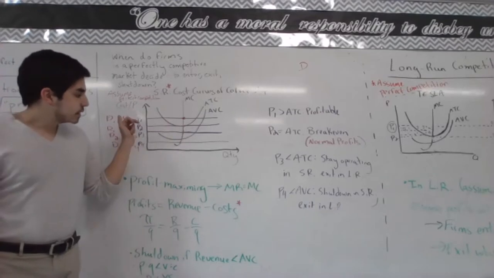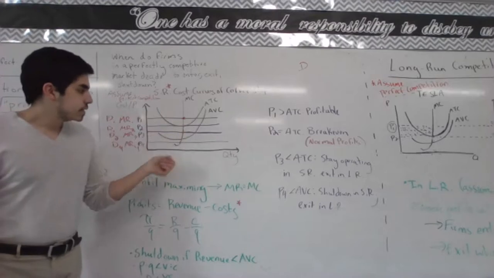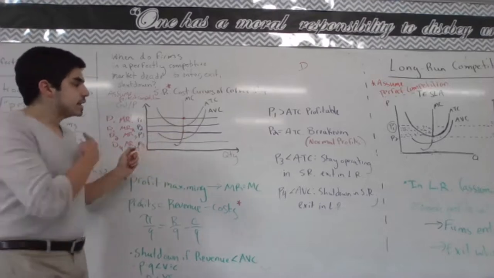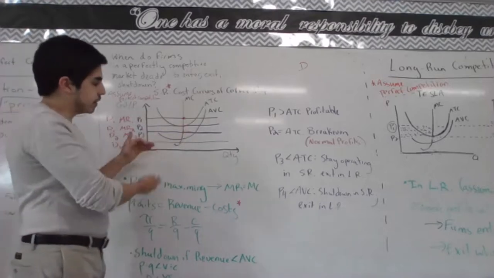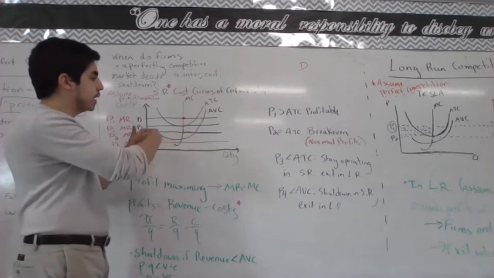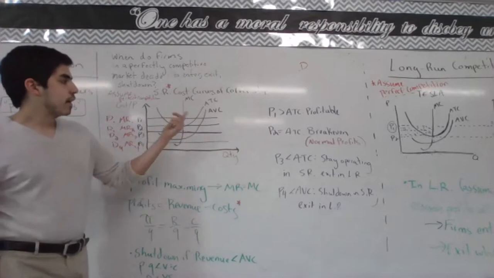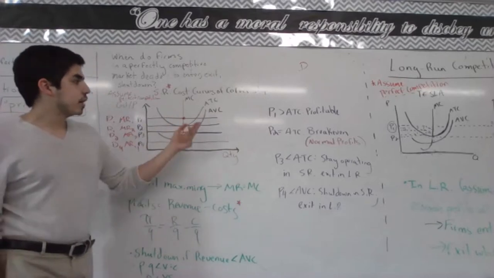And then average variable costs, it doesn't necessarily have to be initially downward sloping, but it is in this example, and then we see it become upward sloping. This is not me doing a good job of crossing the marginal cost curve at the minimum point, but in theory, it crosses the marginal cost curve at the minimum point and then begins to catch the average total cost curve.